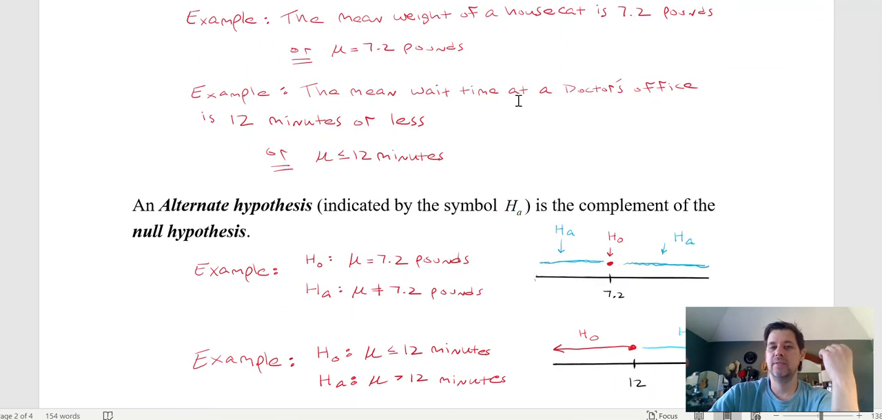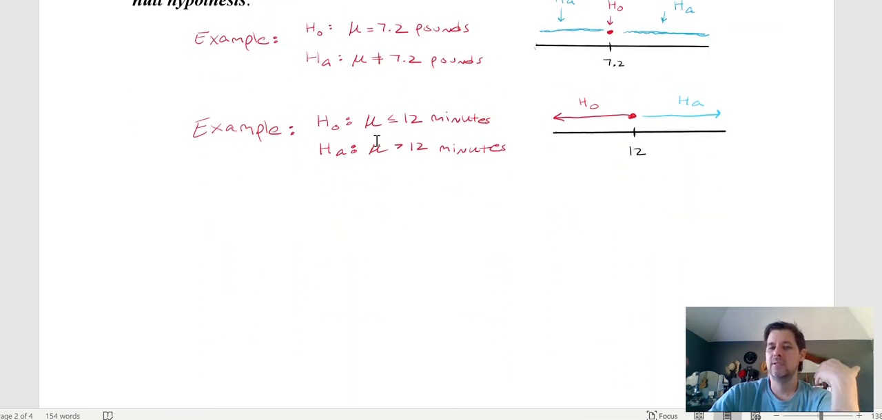Let's try this example about the mean wait time at a doctor's office. There, our null hypothesis would be that mu, the population mean, is less than or equal to 12 minutes. So here, I put a dot above the 12 to say the null hypothesis includes 12 minutes, but then I drew a line to the left because it could be 12 minutes, indicated by the dot, or some number less than 12 minutes, indicated by the line going to the left. So what would the alternate hypothesis be? Well, if it's not 12 or less, it would have to be more than 12. Look at my picture. I got 12 or less indicated in red as the null hypothesis, and the line to the right would be the alternate, that mu is strictly greater than 12 minutes.